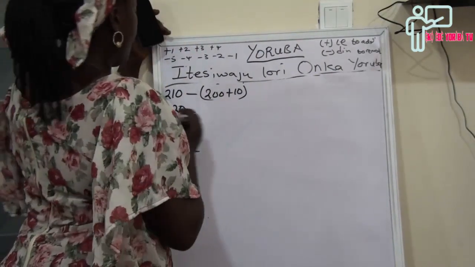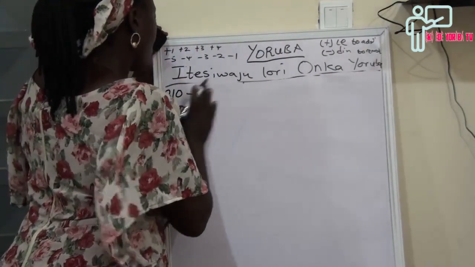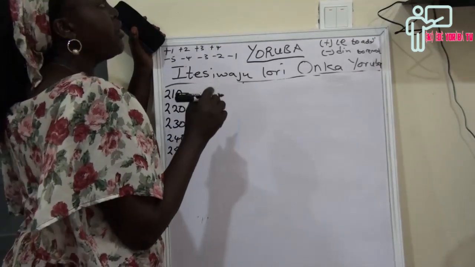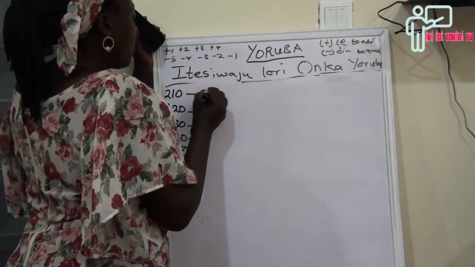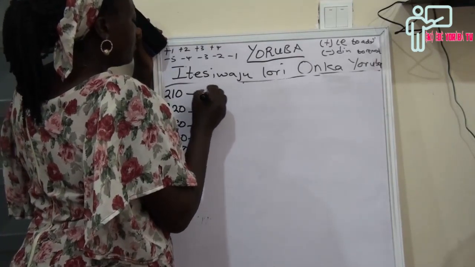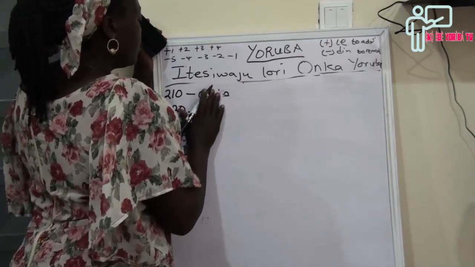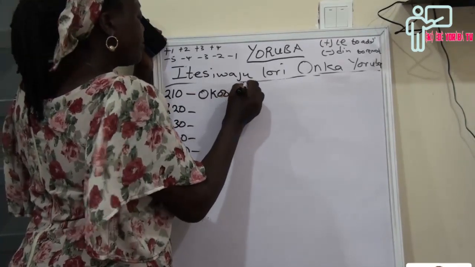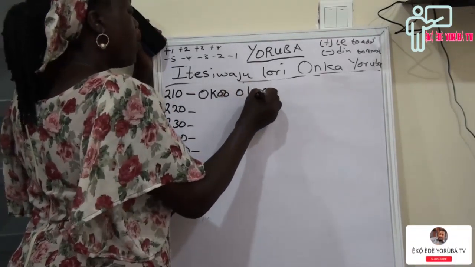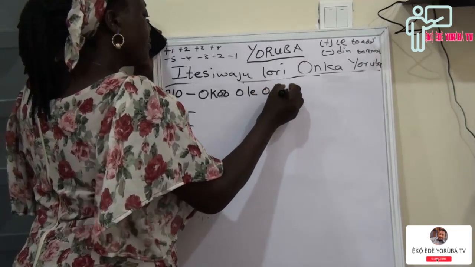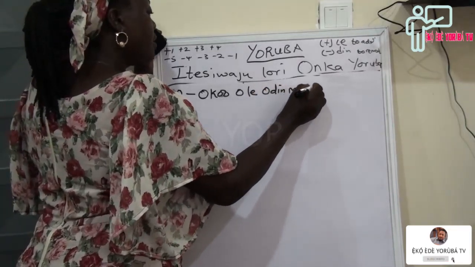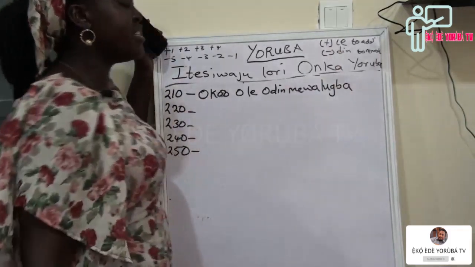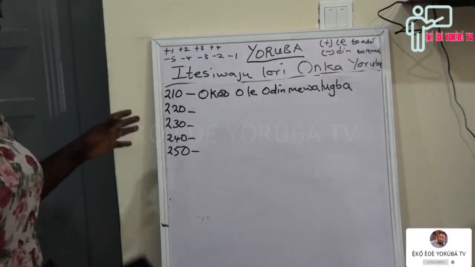That is, we say oko. What is oko? 20. Oko, ole, odin, mewa, luba. That is the way we are going to write it. It's different from the one that we have been writing before.